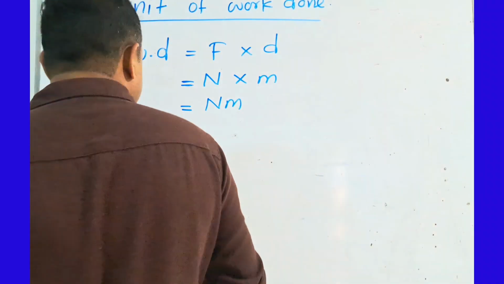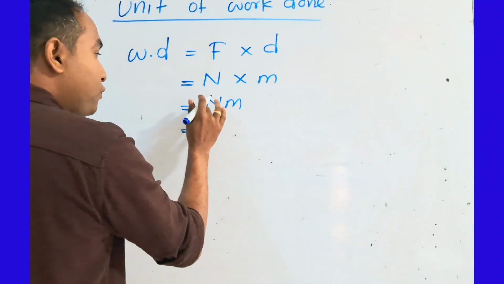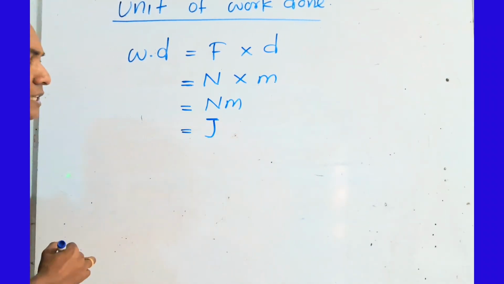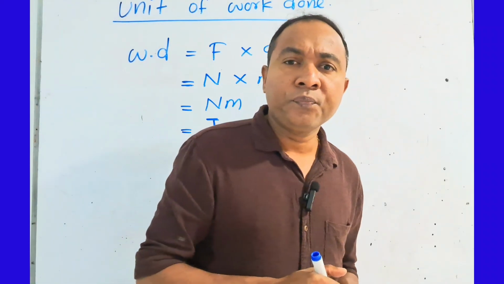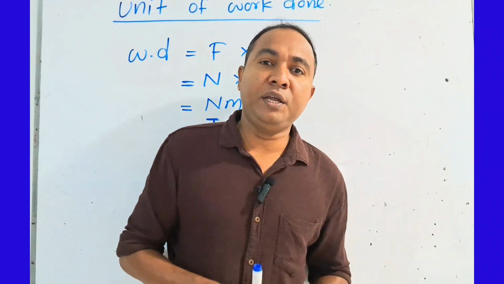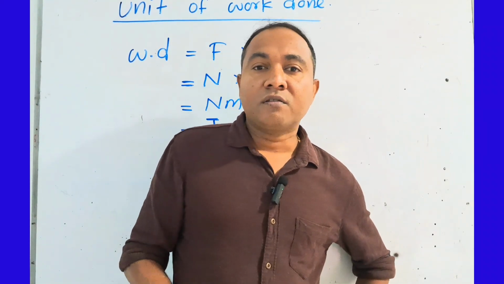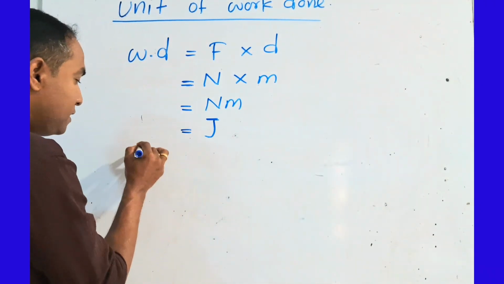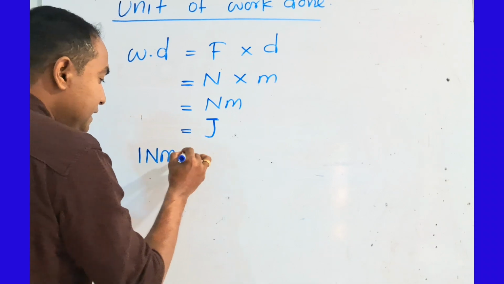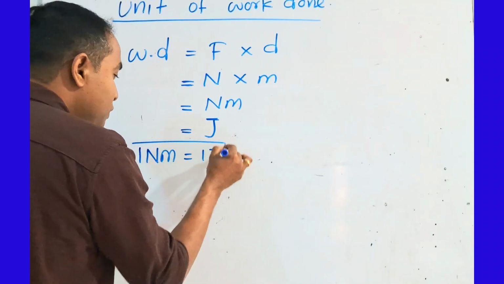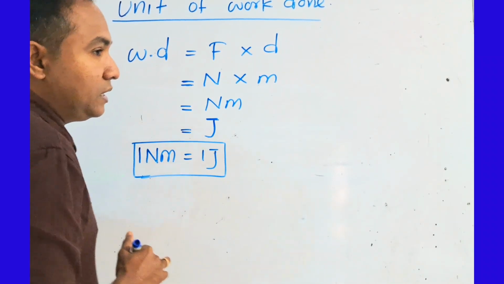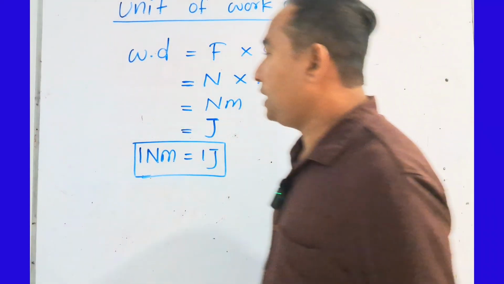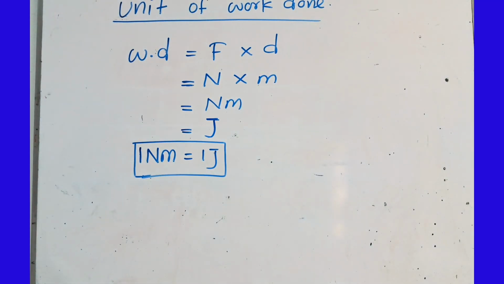And the equivalent unit for Newton meter is joule. So what is the relationship between Newton meter and joule? The relationship is: 1 Newton meter is equal to 1 joule. You must remember this relationship between Newton meter and joule for work done.